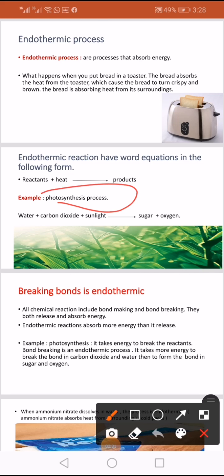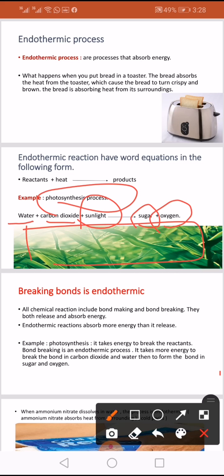Another example is the photosynthesis process. What happens inside the photosynthesis process? In the photosynthesis process, a plant like this will absorb water from the soil and carbon dioxide from the air, and in the presence of sunlight, the leaves absorb sunlight. What do they give us? The product will be sugar and oxygen.